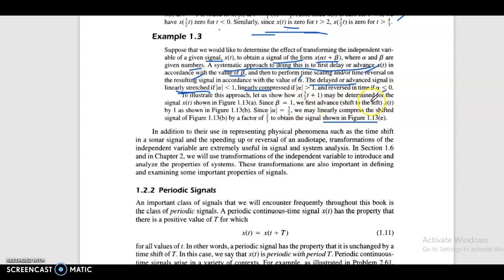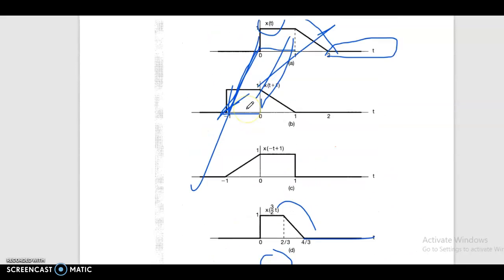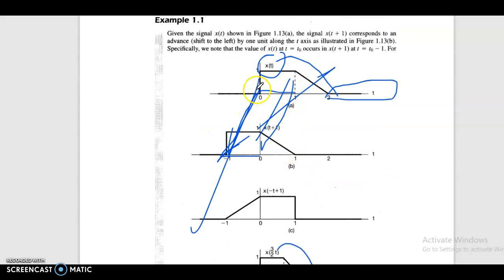Since beta is equal to 1, we first advance, shift to left x of t by 1 as shown in figure 1.13b. Since mod alpha is equal to 3 by 2, we may linearly compress the shifted signal, linearly compressed.